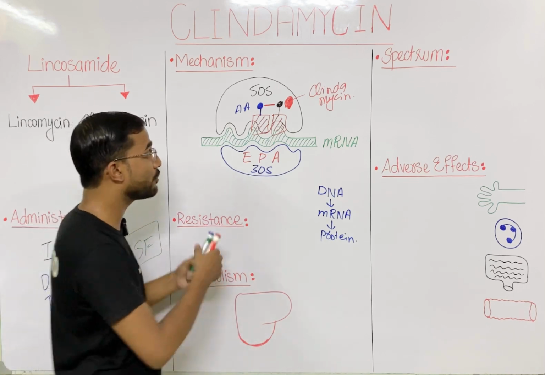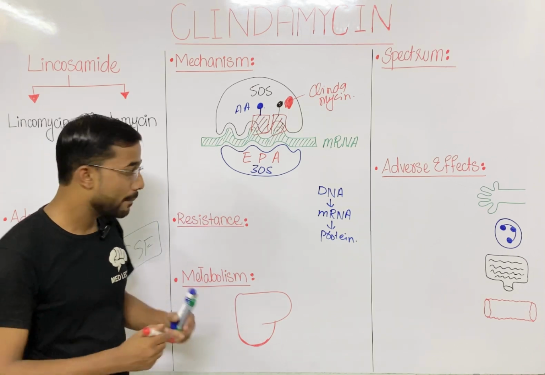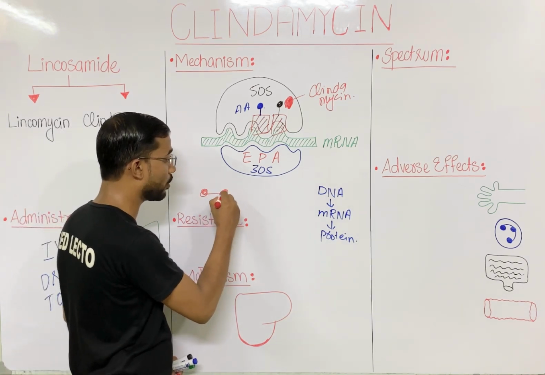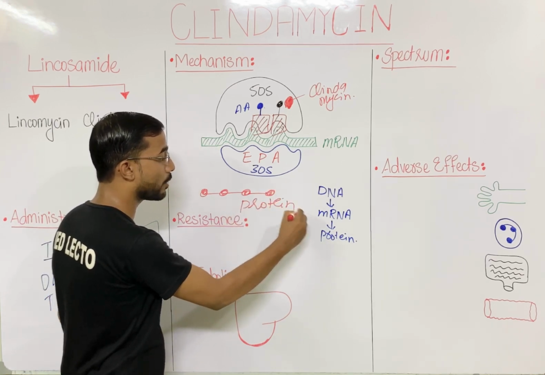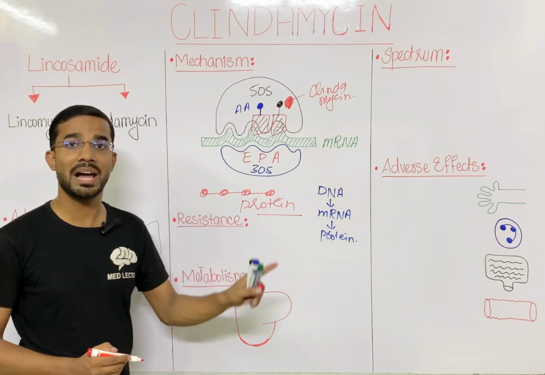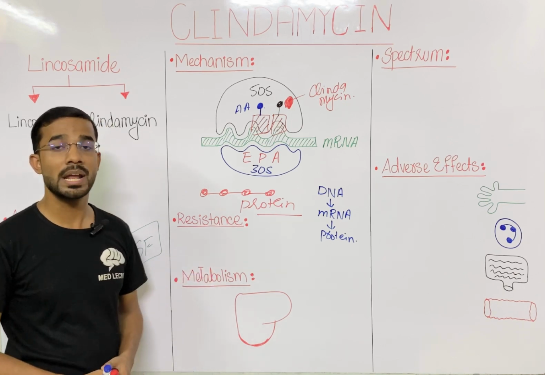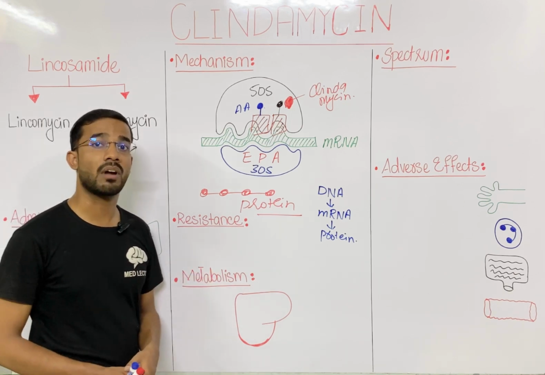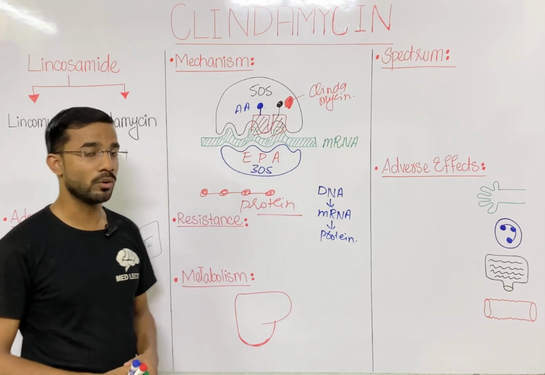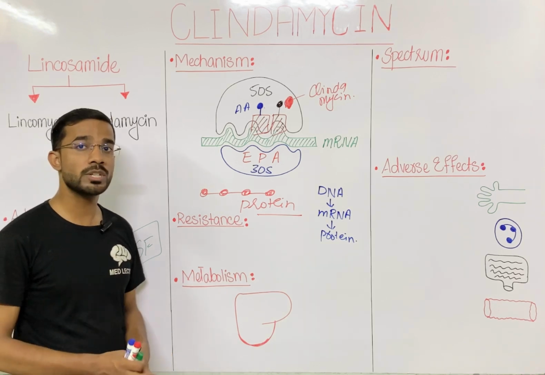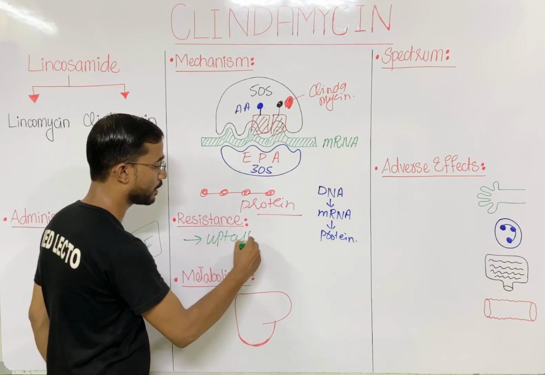When there is no bond formation between the different amino acids, then you will never see protein formation, because as we know, a lot of different amino acids combine, and ultimately you will see the formation of proteins. When there is no linkage between the different amino acids, then there is no protein formation in that case. So here is the most important mechanism of clindamycin: it inhibits translocation and also blocks the bond formation between the different amino acids. If we look at the resistance, most importantly you will see the decreased uptake.